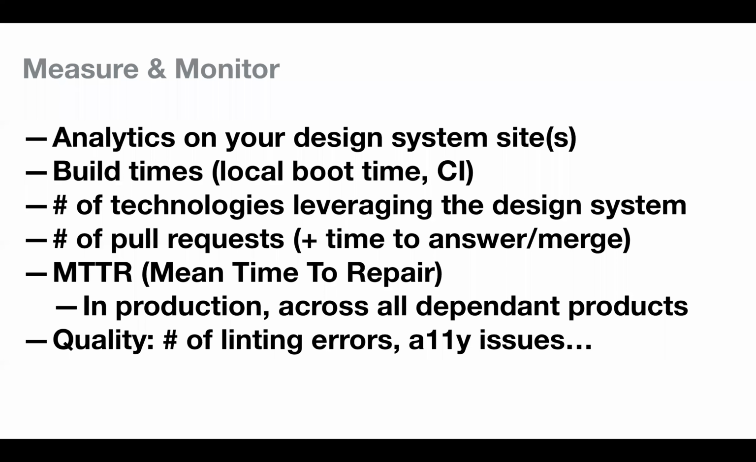Something else that I think is really interesting is the MTTR, the mean time to repair. When there's a change, a fix to be made on the design system, how long does it take for that change to go down to production? This is going to be a huge revealer of how seamless your process is and how easy it is to ship your design system. In terms of quality, you can check for linting errors and accessibility issues, and see if that number goes up or down, because when you start putting linting into place, typically there are quite a few warnings. So you want that number to go down, not up.